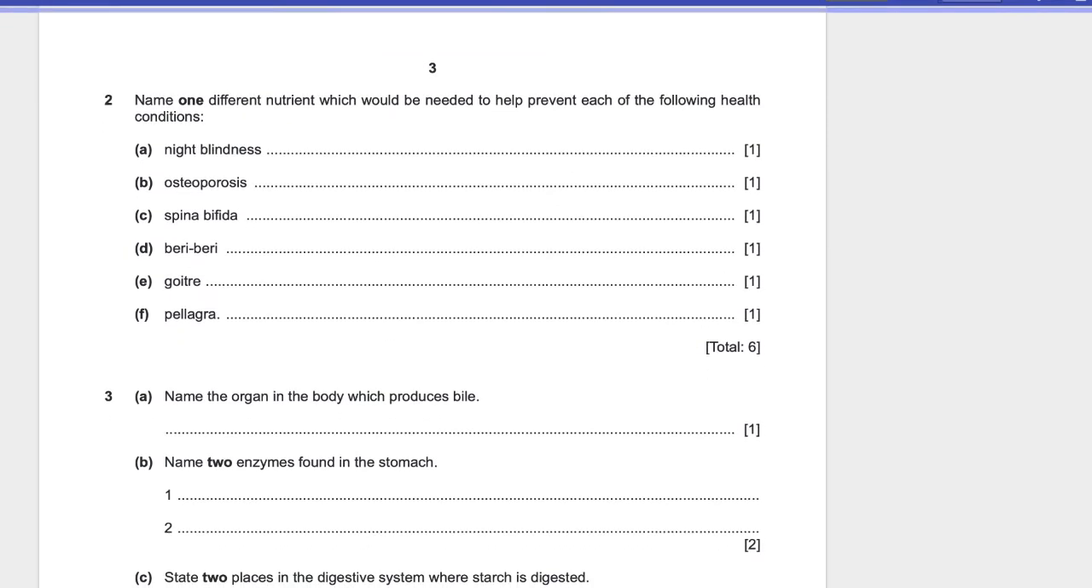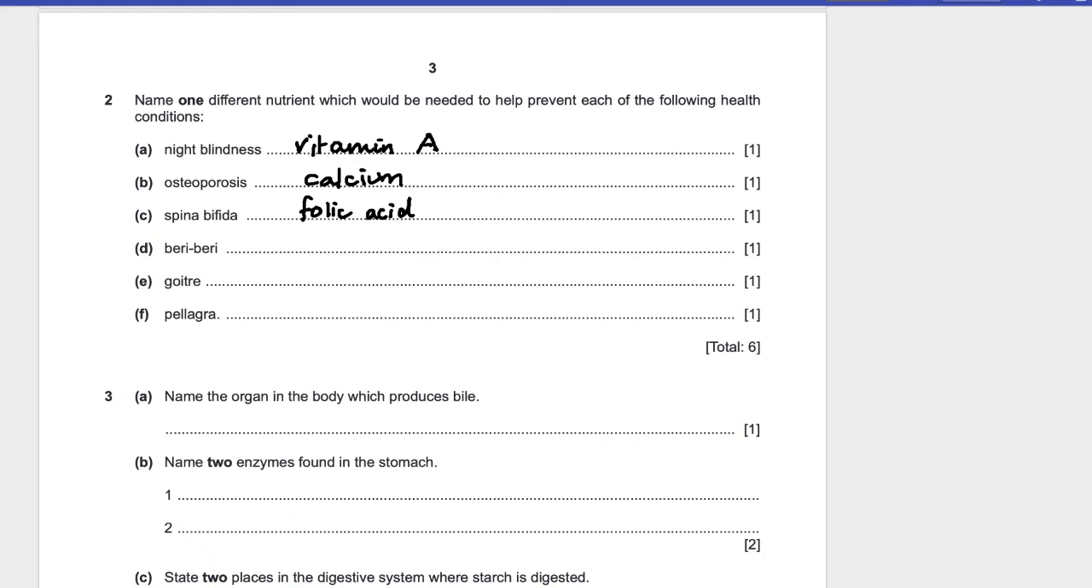Name 1 different nutrient which would be needed to help prevent each of the following health conditions. Night blindness, vitamin A. Osteoporosis, calcium. Spina bifida, folic acid.